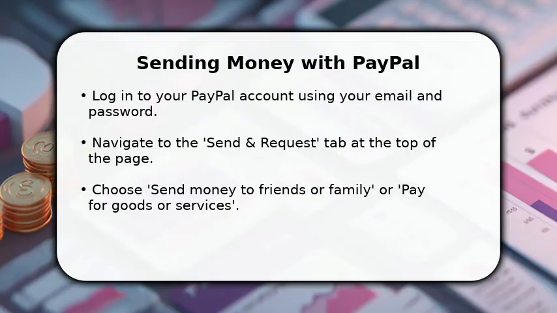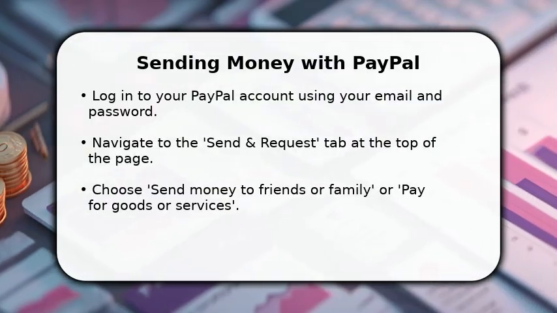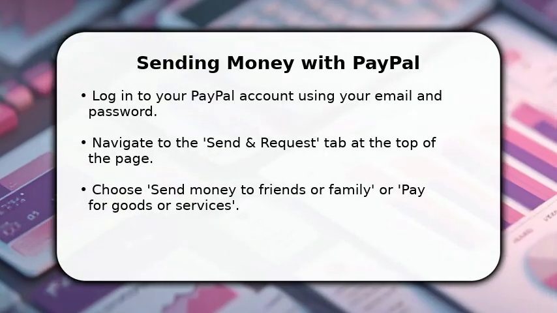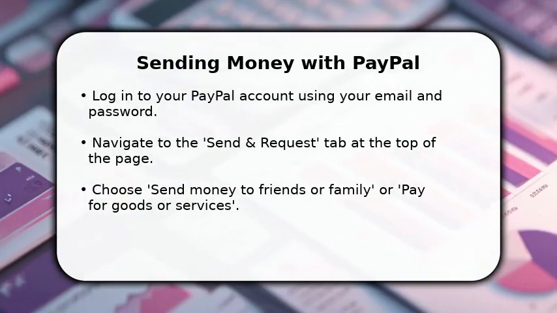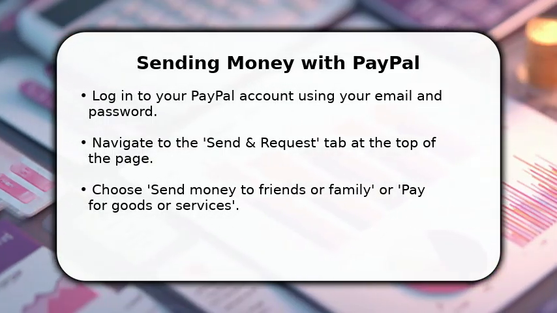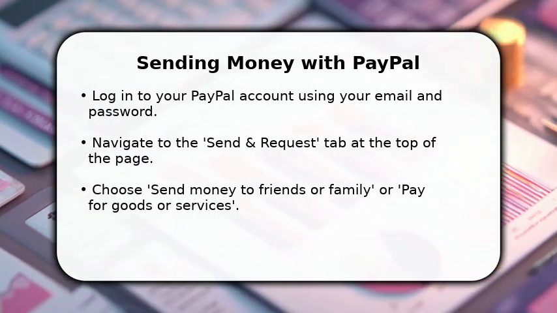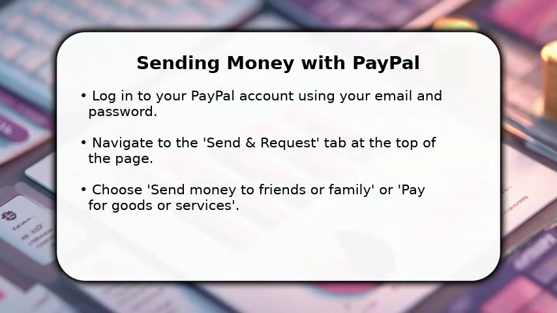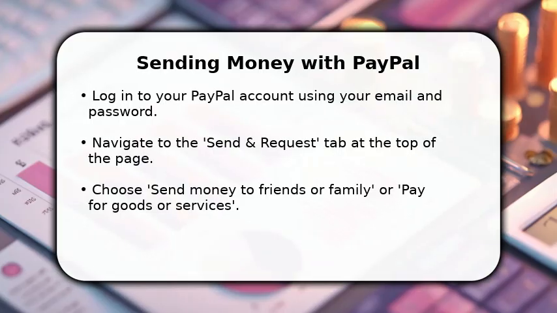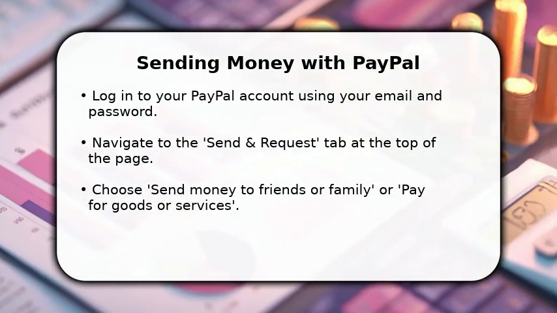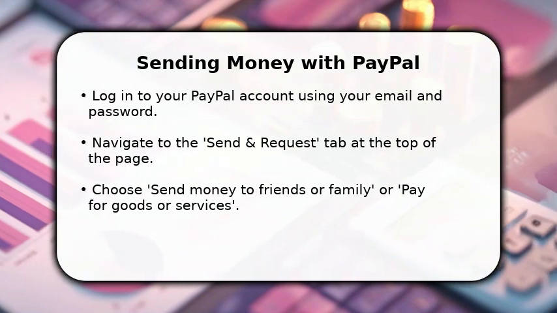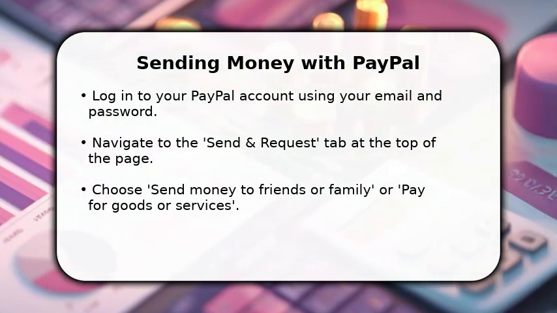In this video, I will explain how to send money to someone using PayPal. To begin, simply log in to your PayPal account using your registered email address and password. Once inside, navigate to the Send and Request tab, usually found at the top of your screen. From there, you will choose between sending money to friends or family or paying for goods or services, depending on the nature of your transaction. This initial step is crucial for setting up your payment correctly.